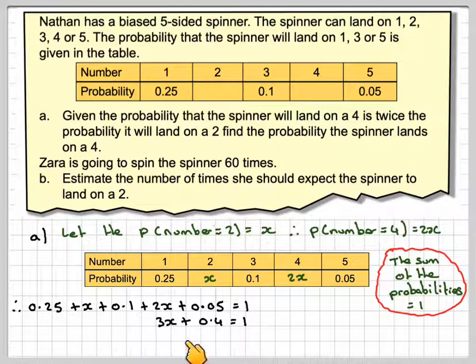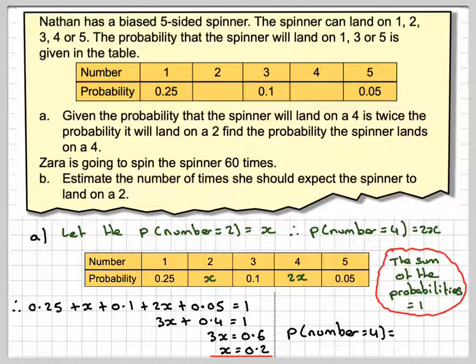And therefore, subtracting 0.4 from both sides, we can say that 3x is equal to 0.6, and then dividing by 3, x is equal to 0.2. Now, the probability of getting a 4 is going to be twice that. So the probability the number is equal to 4 is equal to 2 times 0.2, which is equal to 0.4.